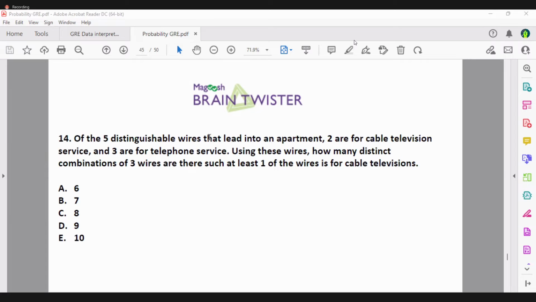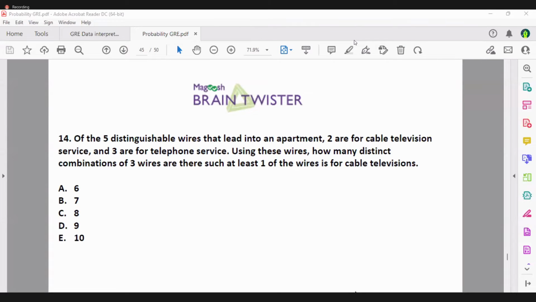Of the 5 distinguishable wires that lead into an apartment, 2 are for cable television service, 3 are for telephone service. Using these wires, how many distinct combinations of 3 wires are there such that at least one of the wires is for cable television? Yes, anyone would like to answer? Sir, is it 9? Yes, 9.